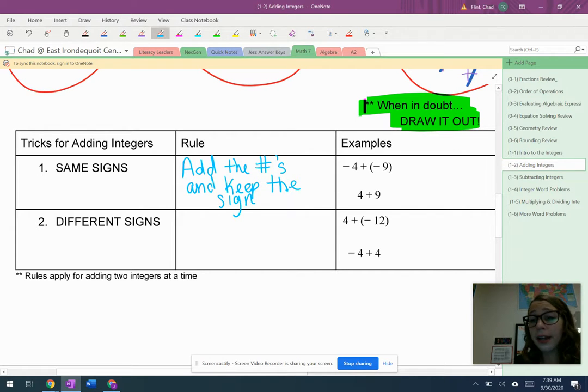So if you're adding -4 plus -9, those are same signs. 4 plus 9 would give me 13, and they're both negative, so my answer is going to be negative. You go to the store, you spend $4, then you go to another store and you spend $9. You didn't magically gain $13. You spent $13, or are negative $13. And same thing with positive numbers, those aren't any different. 4 plus 9 is giving me that positive 13.